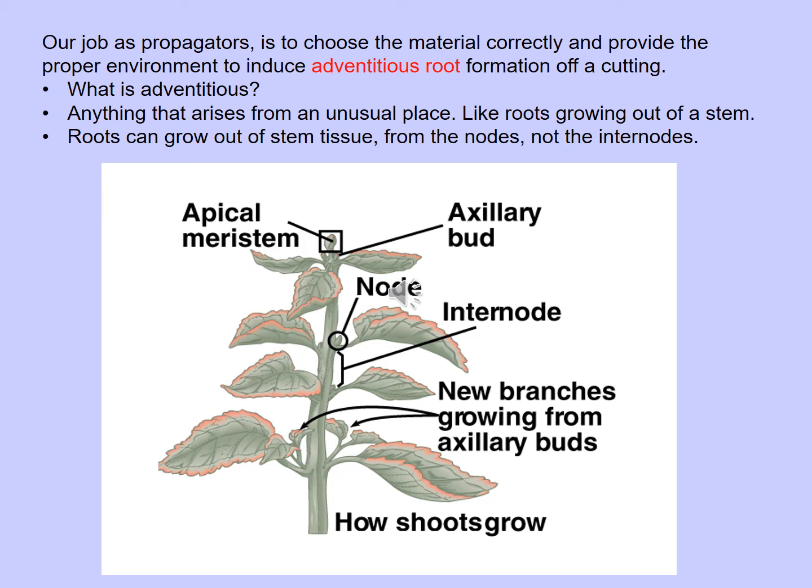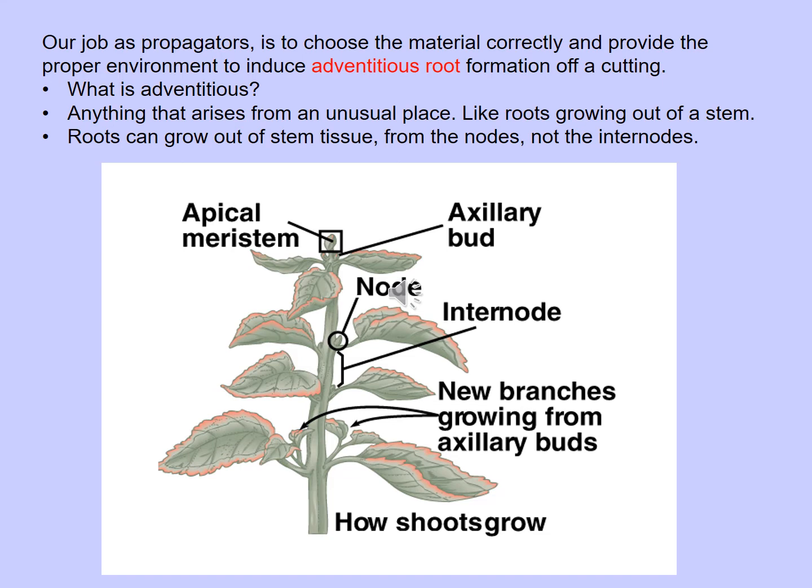So we want to induce adventitious formation of roots off of a cutting. So that's a new word, adventitious. That just means anything that arises from an unusual place. Roots growing out of a stem. Normally if you look at a tree, you don't see roots growing off the side above ground. The roots are all underground. They grow out of the root crown, which is the very top of all the roots.